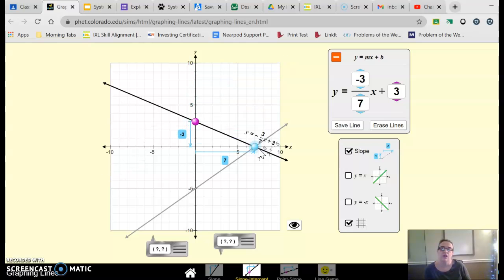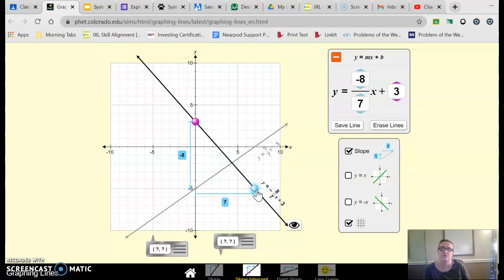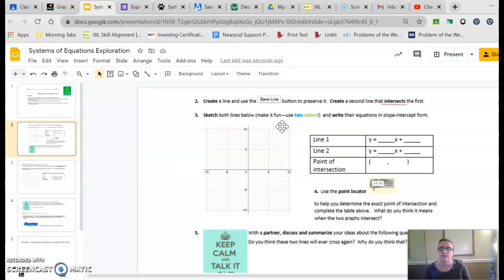It gives me 2 lines. Now I want to make sure they cross each other. So let's go with that. That seems good. Okay, I now have 2 lines that cross each other, and that's all the instructions told me that I had to do. So I have finished step 2.